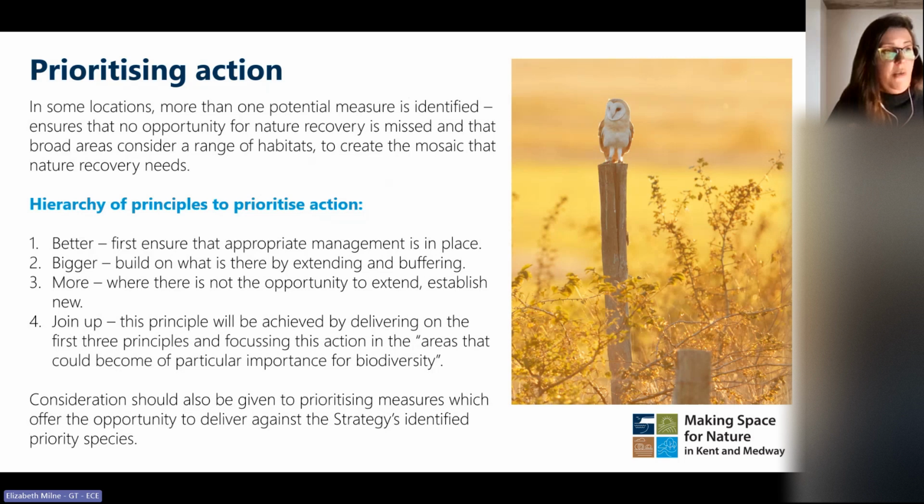So everything we're working towards always brings us back to making sure we've got a more joined up landscape for nature to move across. We also will look at how we can support people to identify which might be the better priority, or rather the better measure, because it could be one that might deliver against one of the strategy's 140 odd priority species.